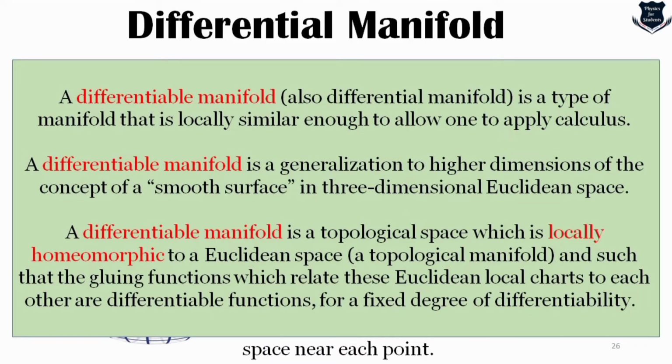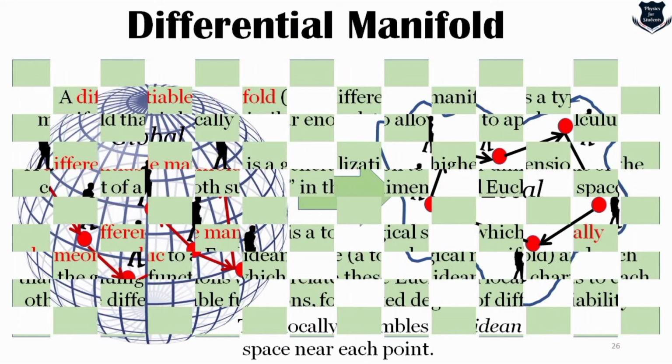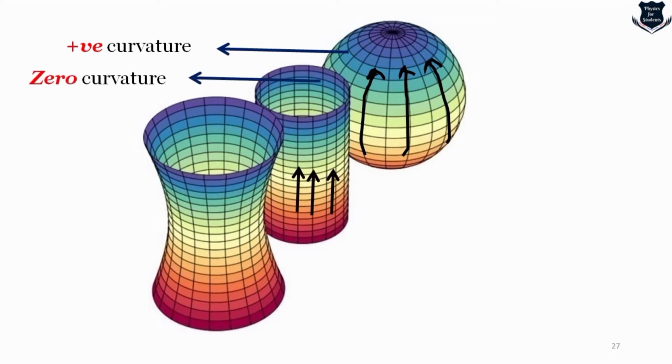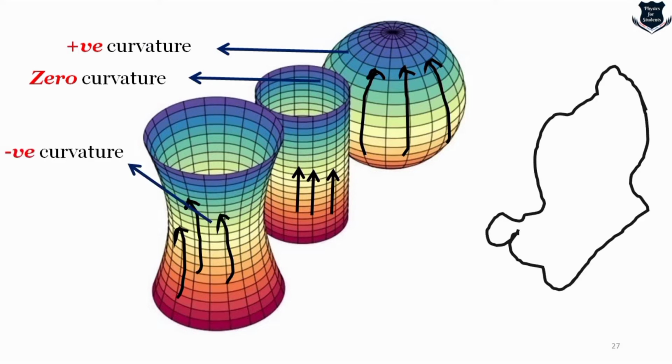So anyway, this is just to give you an idea of the definitions of what we call a differentiable manifold. If you take those things further, what we get is that on a sphere, when we move, these are what is called a positive curvature. This one is going nowhere, so we call it a zero curvature, and this is what is called a negative curvature.